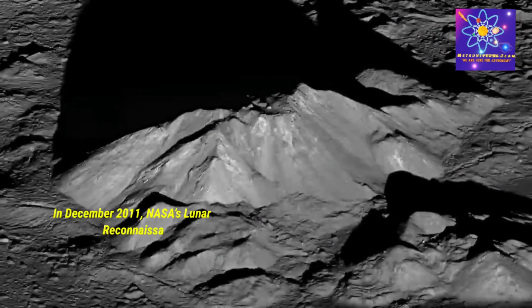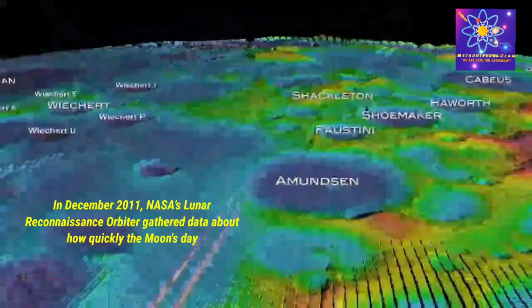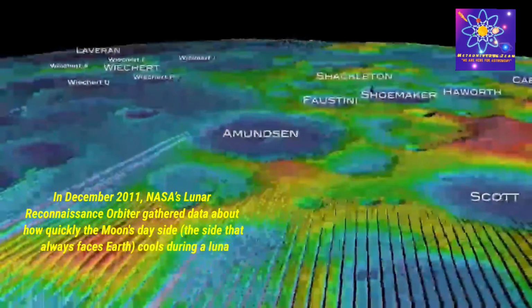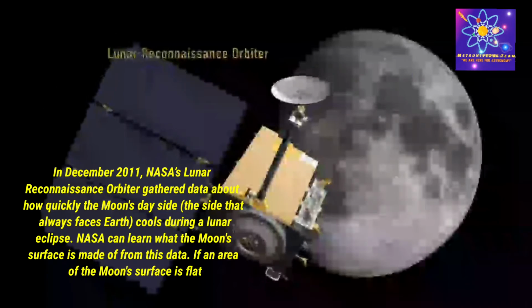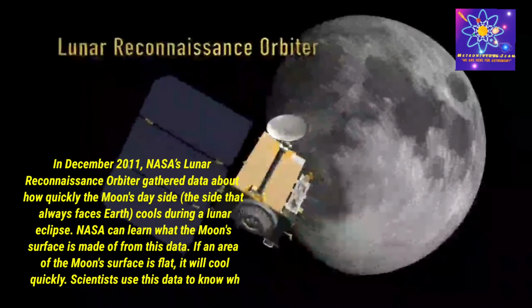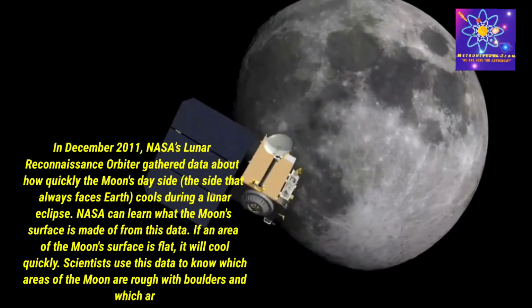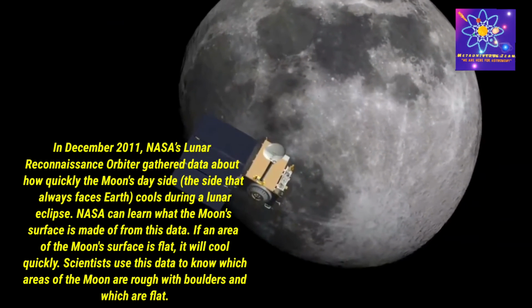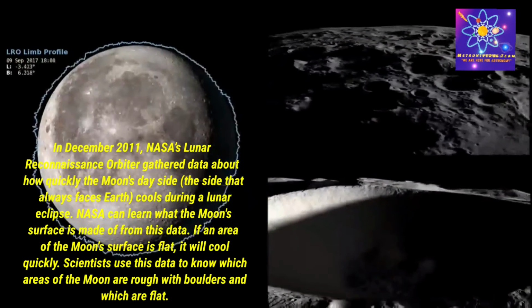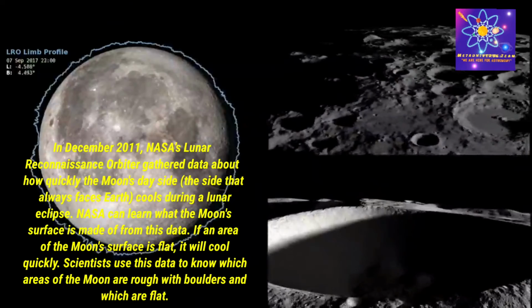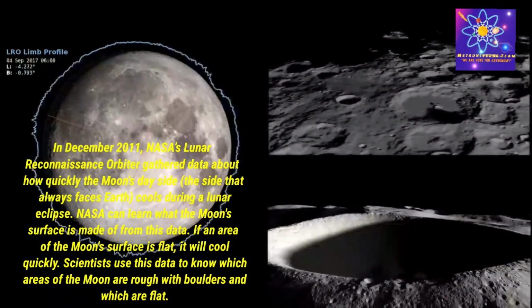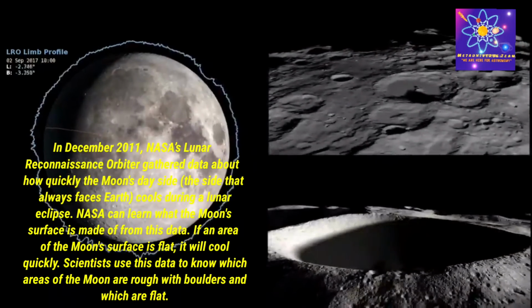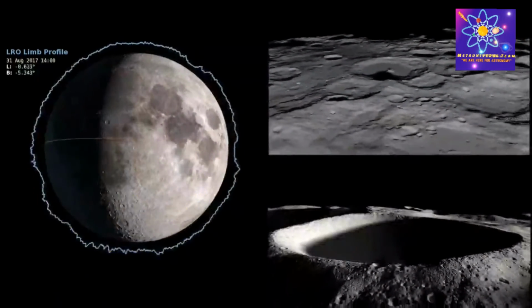In December 2011, NASA's Lunar Reconnaissance Orbiter gathered data about how quickly the moon's day side, the side that always faces Earth, cools during a lunar eclipse. NASA can learn what the moon's surface is made of from this data. If an area of the moon's surface is flat, it will cool quickly. Scientists use this data to know which areas of the moon are rough with boulders and which are flat.